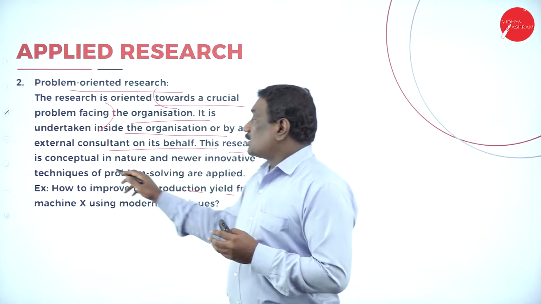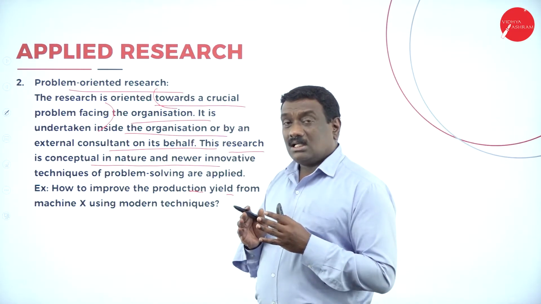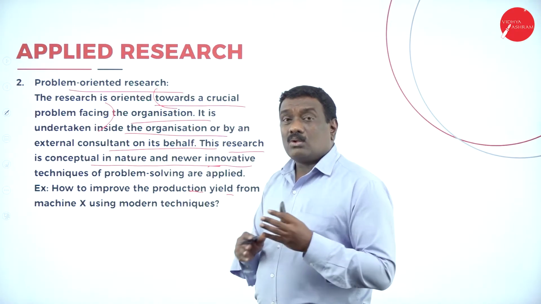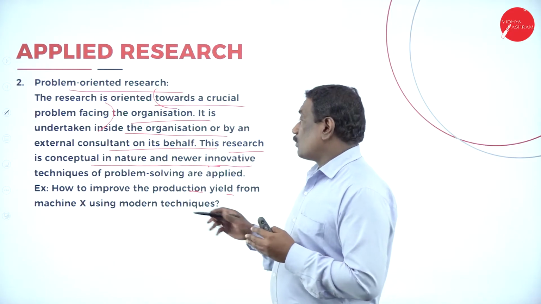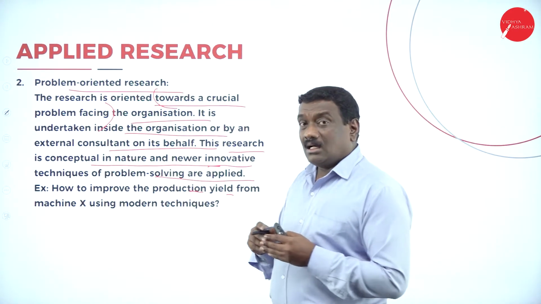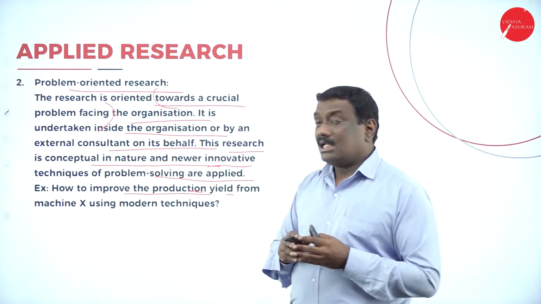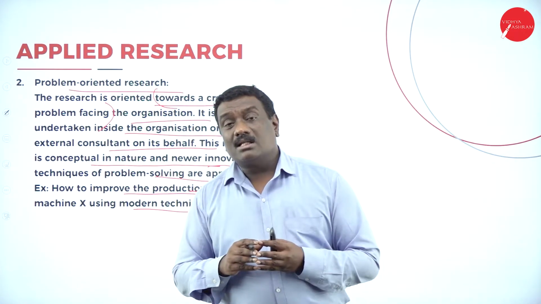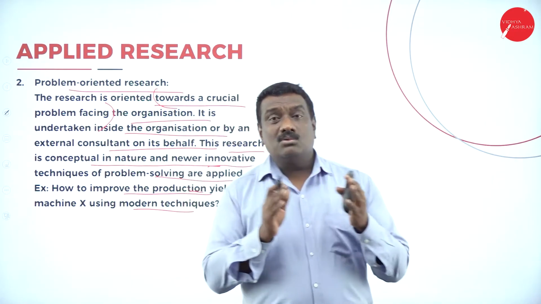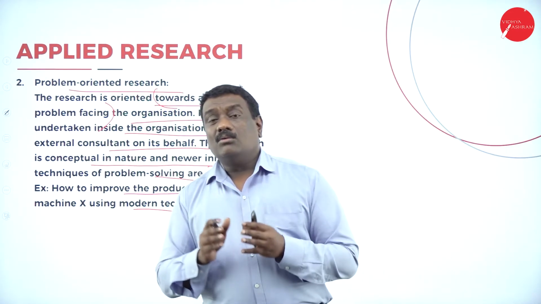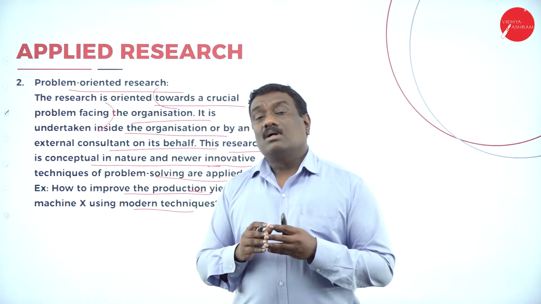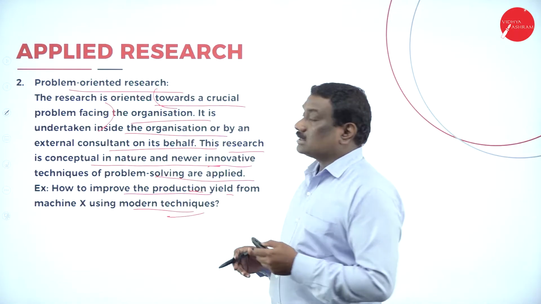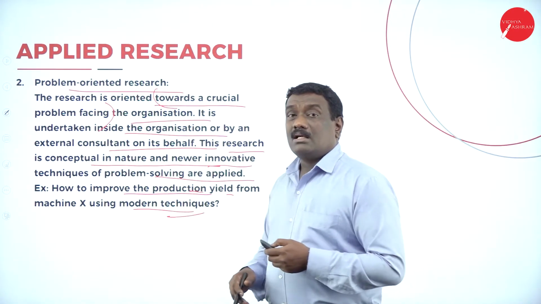This research is conceptual in nature, and it also uses new, innovative techniques of problem solving. An example is how to improve the production yield from machine X using modern techniques. Using new sophisticated technologies on the machine in the organization, how do you get more yield in production from machine X? That is the problem, and for that you need to find the answer. So it is problem oriented, and that's why we call it problem oriented research.